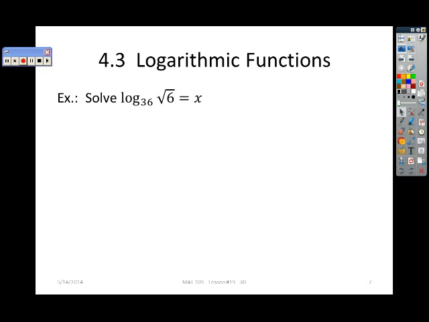Third type. Now our variable's over here. So we looked at a variable here, we looked at a variable here, now we look at a variable here. In this case, all you do is evaluate the logarithm. That requires that you know how to take logarithms on your calculator. You'll actually have two buttons on the calculator for logarithm. One will say log, the other one will say ln. We'll talk about that in a minute.